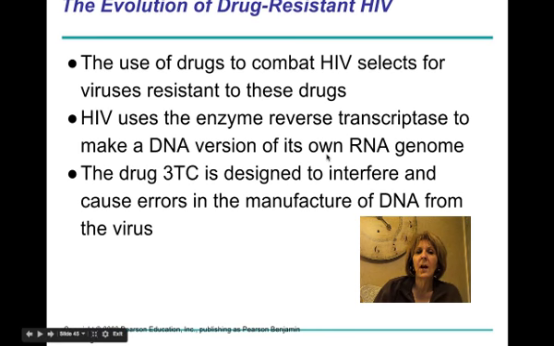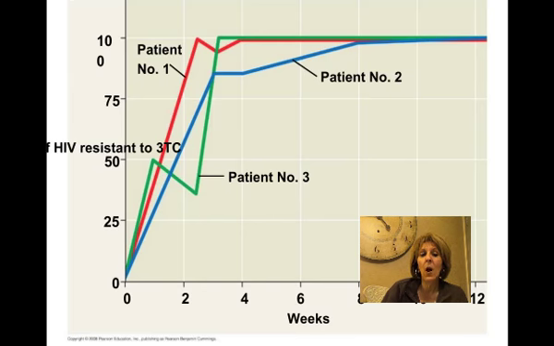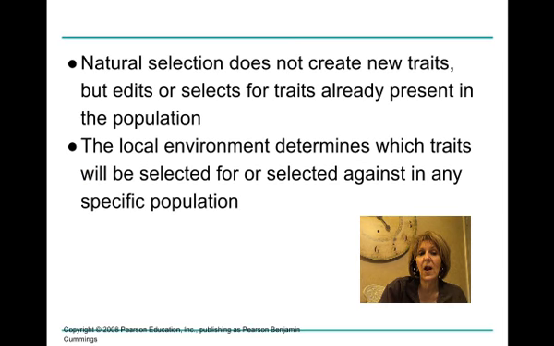We also have evidence of evolution because of the changes in HIV. We know that HIV is a retrovirus. It uses the enzyme reverse transcriptase to take copies of its own RNA genome and make a DNA copy of that, and that gets inserted into the host cell's genome. And we have a drug called 3TC, which is designed to interfere with the manufacture of the DNA from the virus. We know that some individual HIV viruses have variations that allow them to produce DNA without errors, but we also know that there are populations of HIV viruses that have developed resistance to this drug, 3TC. So we can see this with viruses, with an antiviral medication. We also see this with our antibiotics.